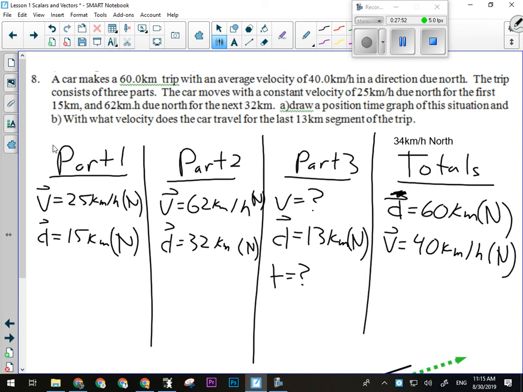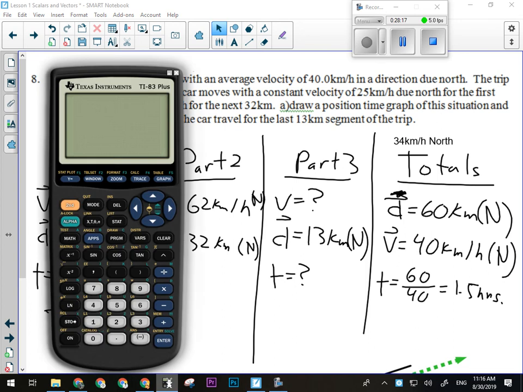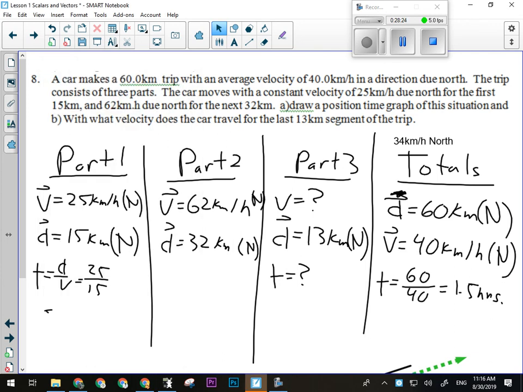Okay. So the time here is going to be 60 kilometers divided by 40 kilometers per hour, d over v, right? That's 1.5 hours. All right, so the whole trip takes 1.5 hours. All right, back to this one, got to do the same calculation. T equals d over v for just this part. So that'll be 25 over 15. All right, so we're looking at 1.67 hours.